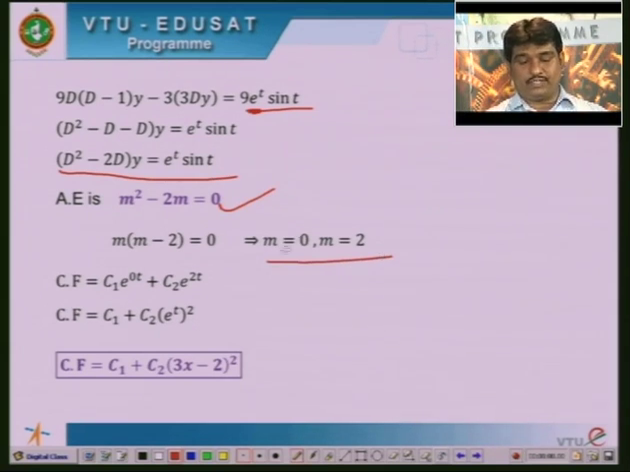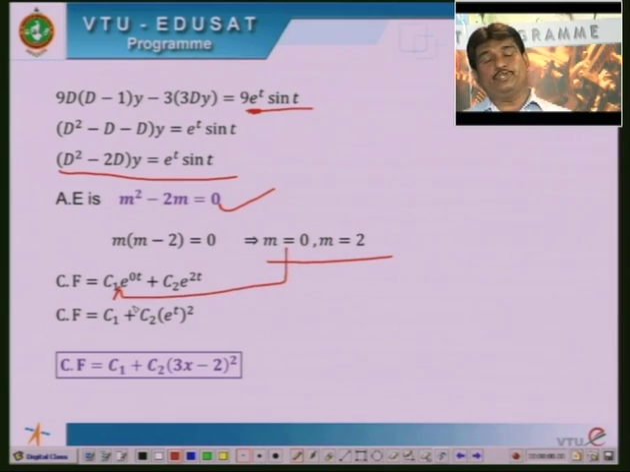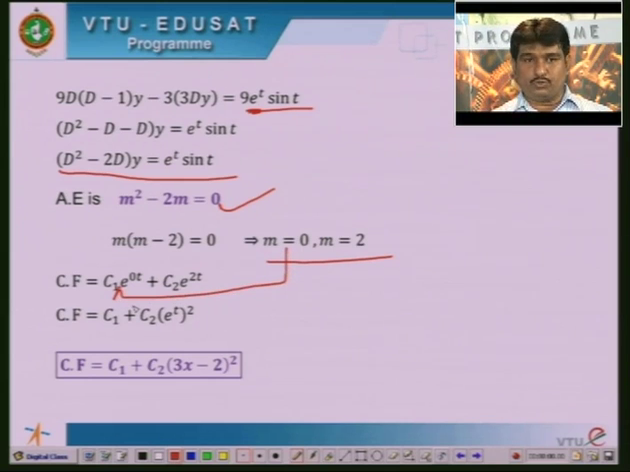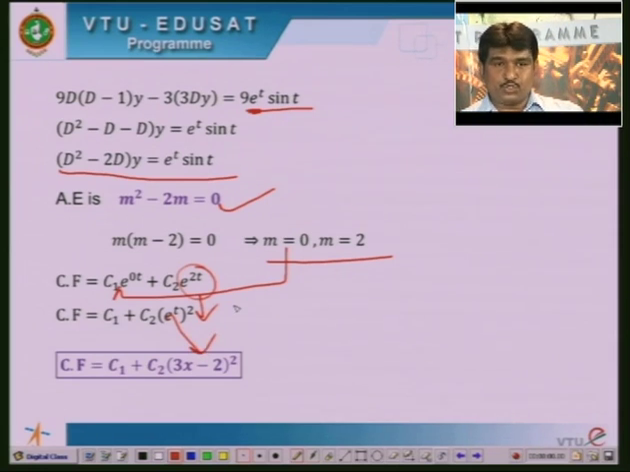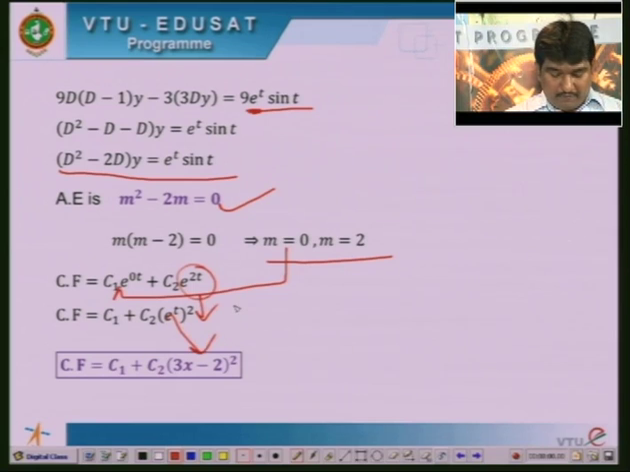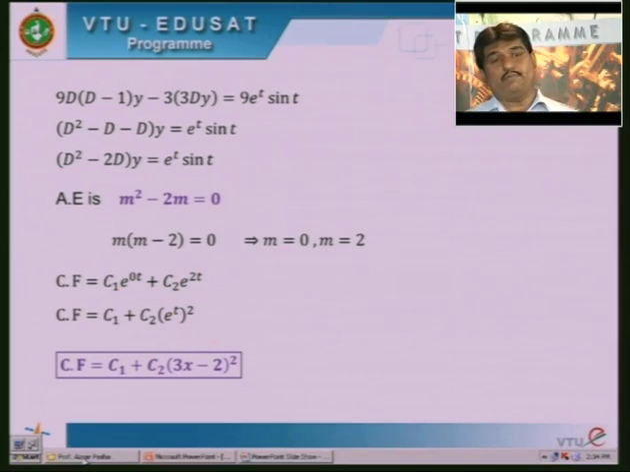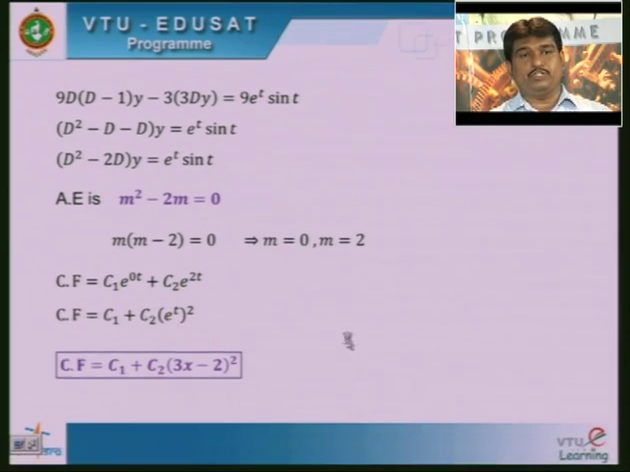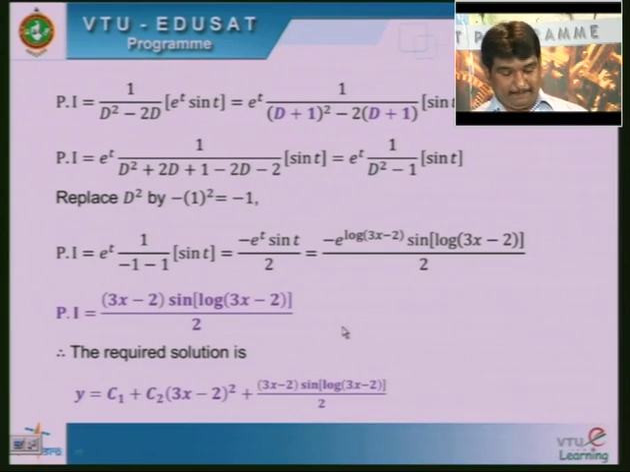The part of CF corresponding to m equals 0 is C1 into e to the power of 0t. For m equals 2, it is C2 e to the power of 2t. We can write e to the power of 2t as (e to the power of t) the whole square, and then you replace e to the power of t by 3x minus 2. So the complementary function is C1 plus C2 into (3x minus 2) the whole square. Now PI.